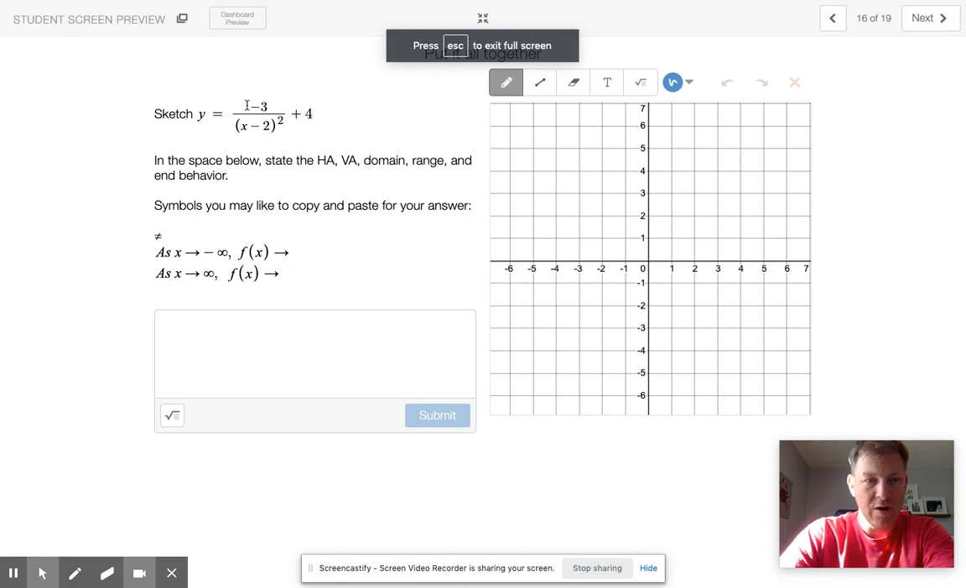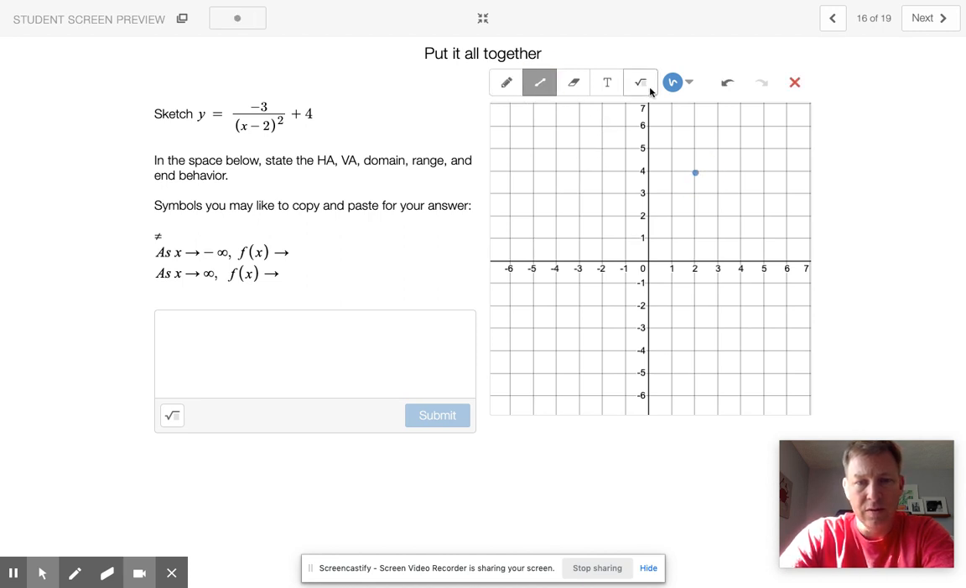Right, again, we have a 1 over x squared parent function, but now it's been reflected over the x-axis. It will also have been dilated vertically by a factor of 3, translated right 2 and up 4. So right 2 and up 4 would put my asymptotes intersecting at the ordered pair (2, 4). So I'm going to draw that in.